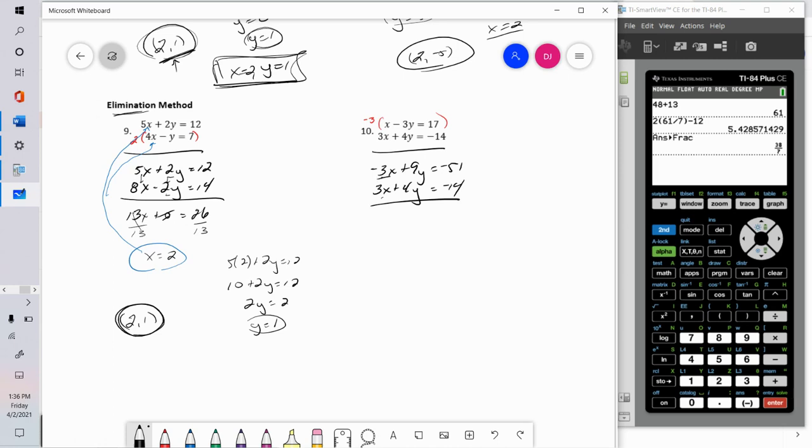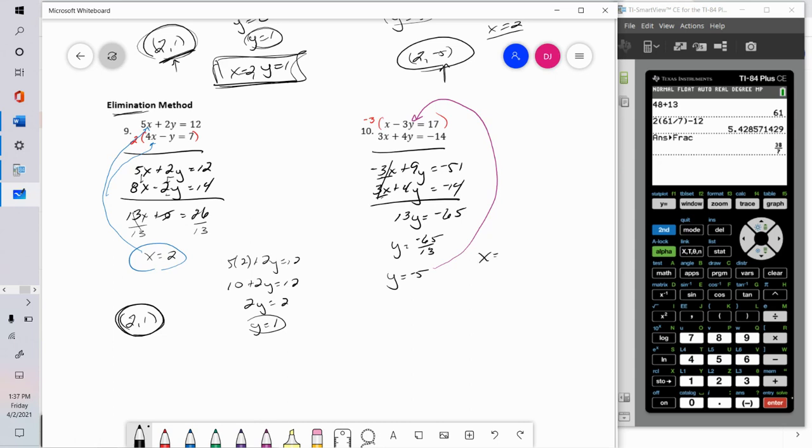So in this case, the -3x and the positive 3x will add to 0. 9y and 4y is 13y. -51 and -14 is -65. So y is equal to -65 over 13, or y is equal to -5. Taking a sneak peek up here, that is correct. I'm still going to have to do some substitution. I'm still going to need to take that y value, plug it back in somewhere. I'm going to go there.